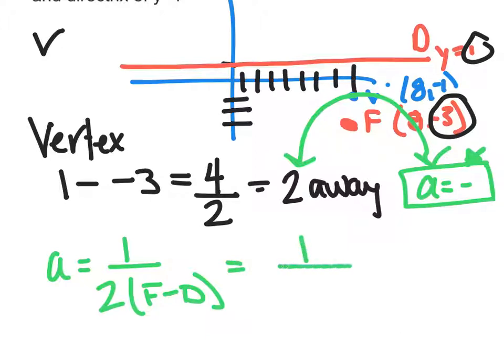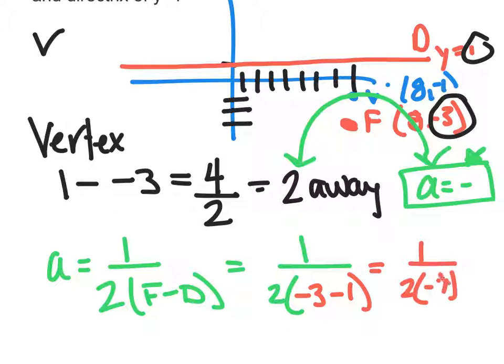So that's 1 over 2 times my focus height, which was negative 3, minus, whoops, no it's not, let me go back. My focus height was, oh yes it was, negative 3 minus my directrix height, which is 1. So I get 1 over 2 times negative 4. I get 1 over negative 8. And does it make sense that it's negative? Yes, because this parabola opened down.